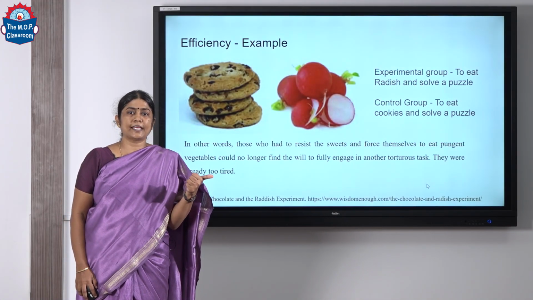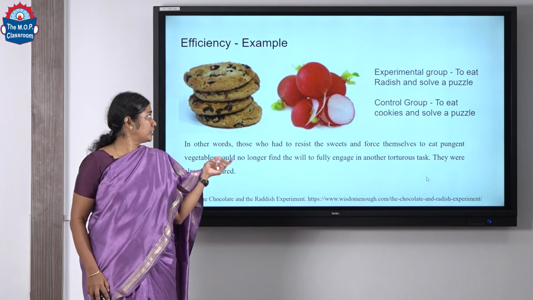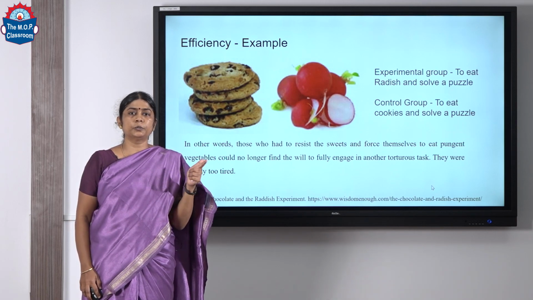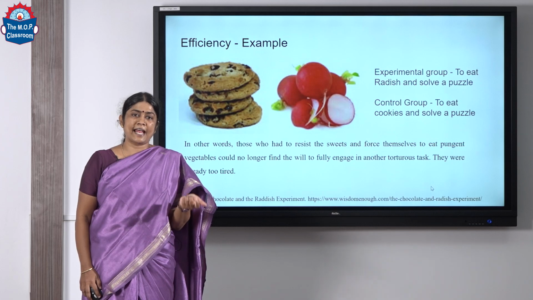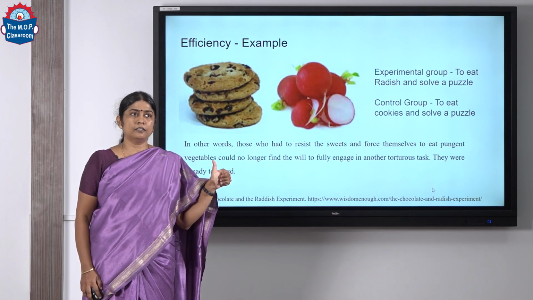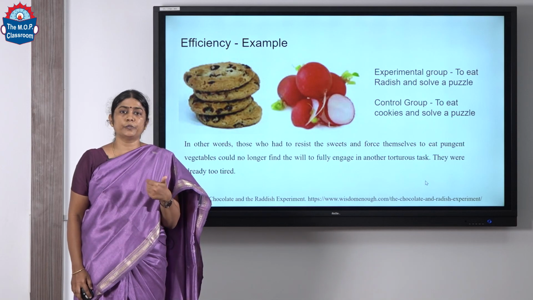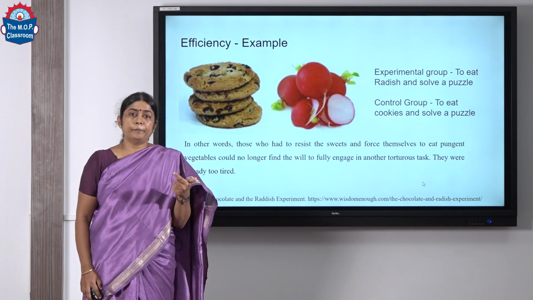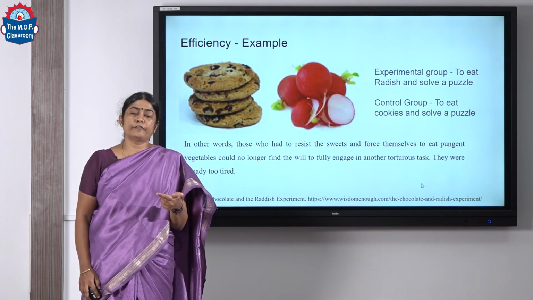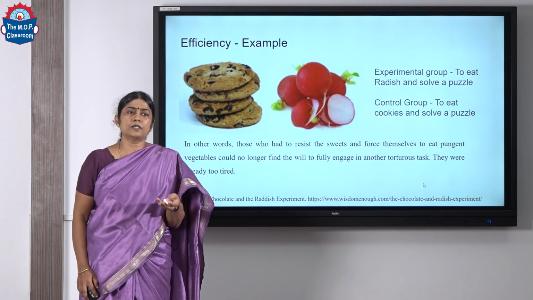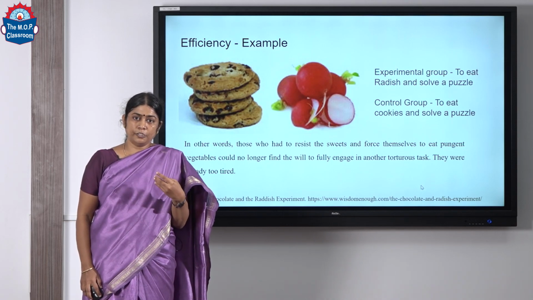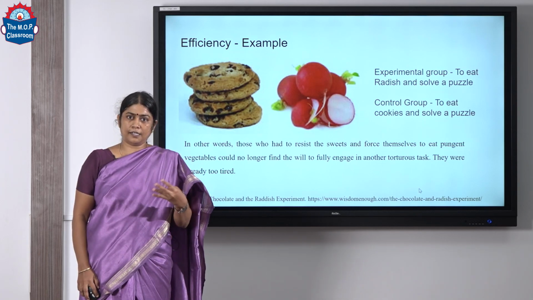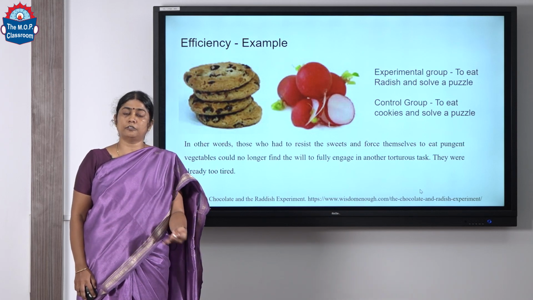I can explain this with an experiment by Roy Baumeister. Here he divided the participants into an experimental group and a control group. In the experimental group, the participants were asked to eat radish and solve a puzzle, and in the control group, the participants were asked to eat a chocolate chip cookie and solve a puzzle. Now, what are the findings of the experiment? The people who ate radish found it difficult to solve the puzzle, mainly because they had gone through a torturous task, eating the radish, and their willpower was depleted to proceed further to solve another torturous task.